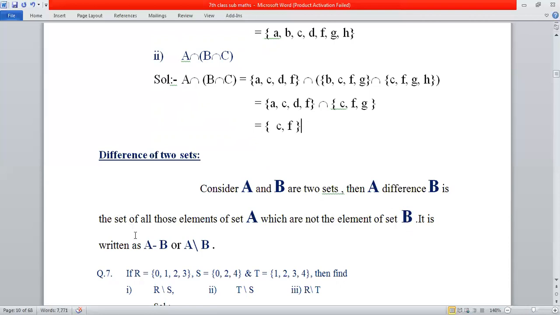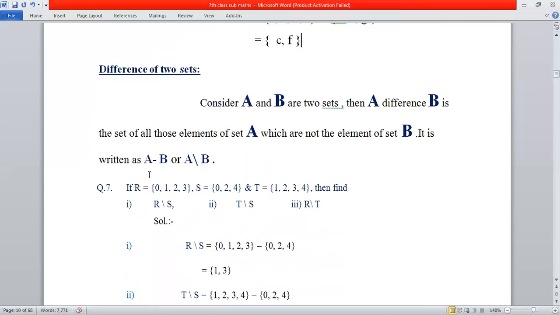Symbolically, how can we write A minus B? We can write it as A minus B, or like this, A slash B. In these two ways we can represent the subtraction of two sets: simply A, a minus sign and then B, or A slash B. It also means A minus B.